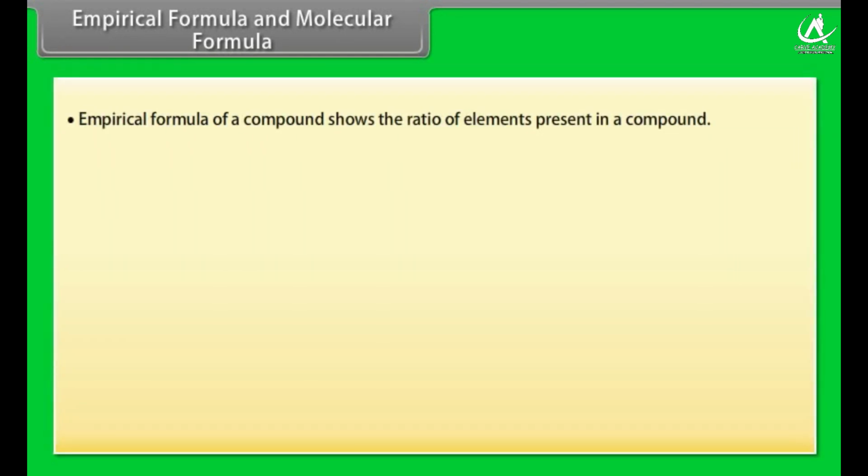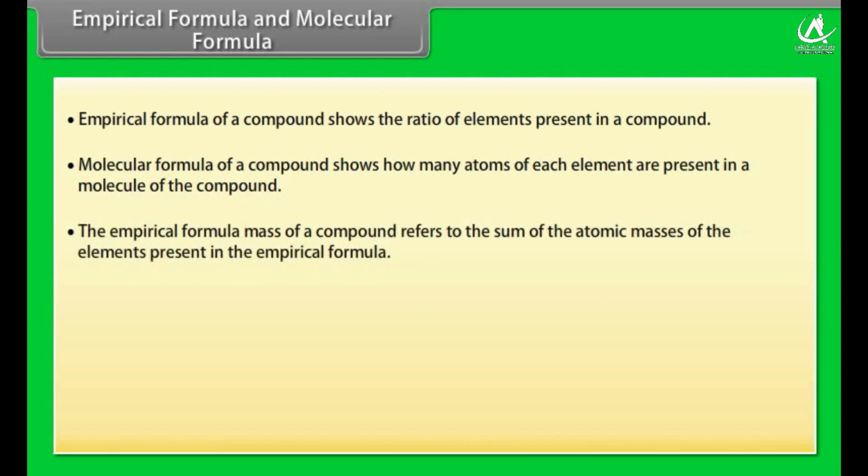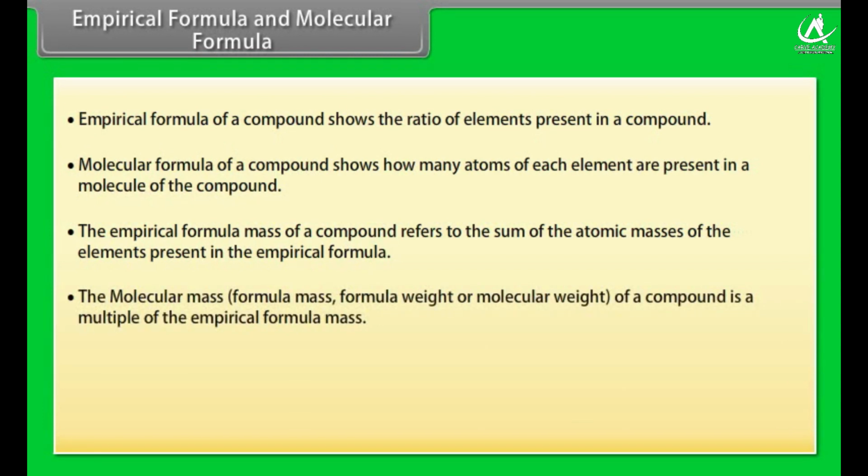Empirical formula of a compound shows the ratio of elements present in a compound. Molecular formula of a compound shows how many atoms of each element are present in a molecule of the compound. The empirical formula mass of a compound refers to the sum of the atomic masses of the elements present in the empirical formula. The molecular mass, formula weight, or molecular weight of a compound is a multiple of the empirical formula mass. Mm is equal to n into empirical formula mass.